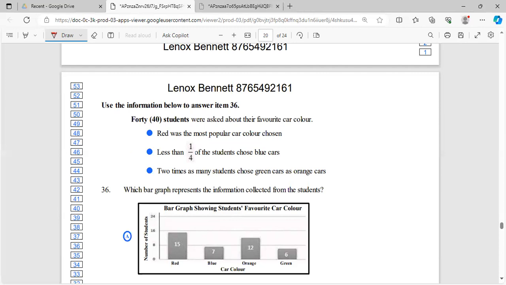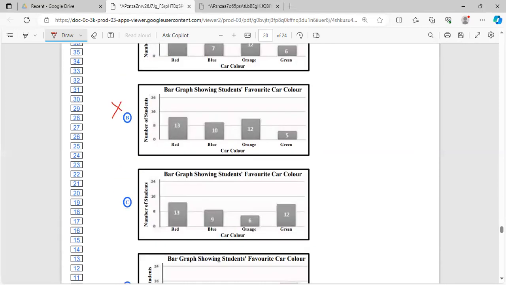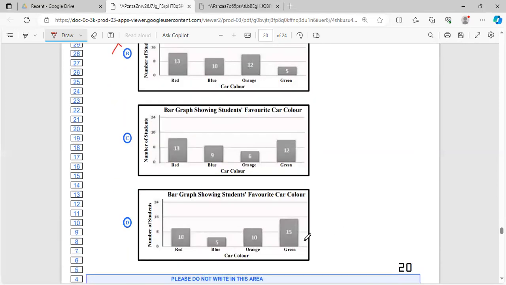Alright, so first it says red. It's 40 students, so red must exceed 20. No, they never say half. So red was the most popular. Where did the half come from again? Oh yeah, less than a quarter of the students chose blue. Now a quarter of 40 is 10. So for blue, let's look for ones that are less than 10 and eliminate these. Equal to, yeah, so we can eliminate this because it's less than, not equal to. So these are legit for blue.